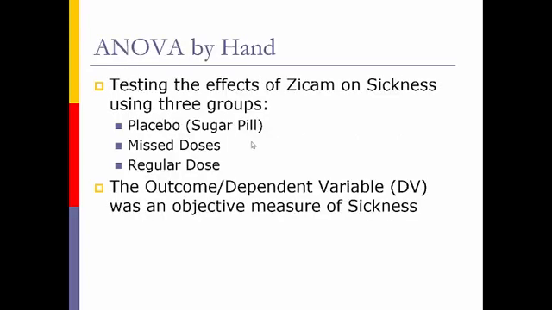Now we're going to do ANOVA by hand, go through it pretty quickly, but just want to get you an idea of where all this information is actually generated from. So we're going to look at Zicam on sickness. You can either take a sugar pill, which is nothing. You can take Zicam, which is supposed to reduce the levels of your illness, but you're going to have missed doses, and then you can be the person that takes Zicam very consistently. And then we can compare that to an objective measurement of your sickness.